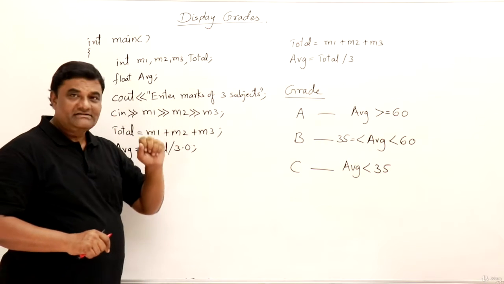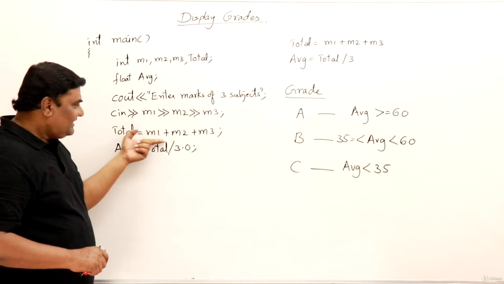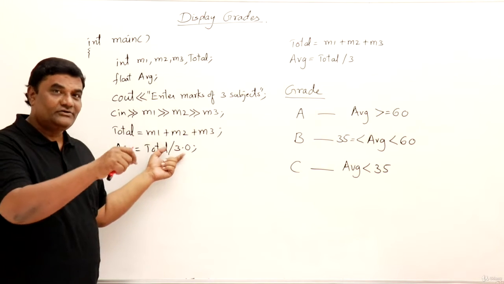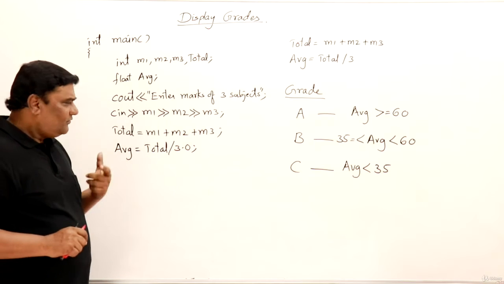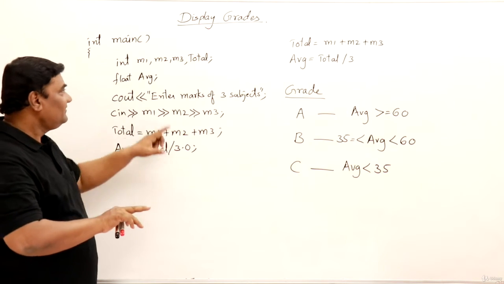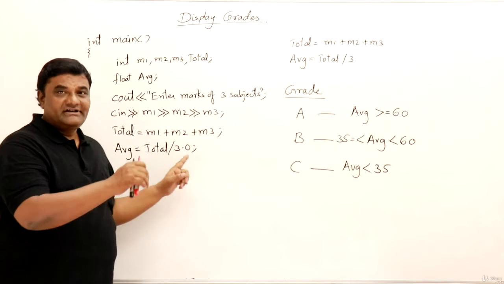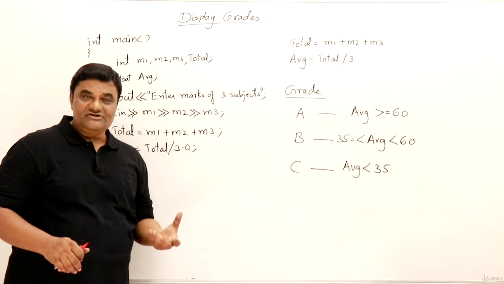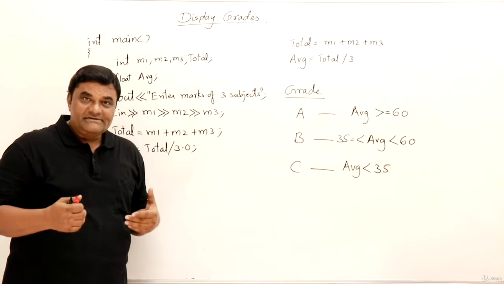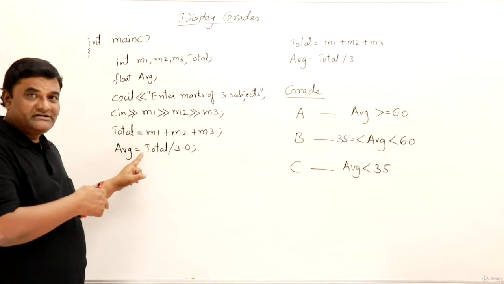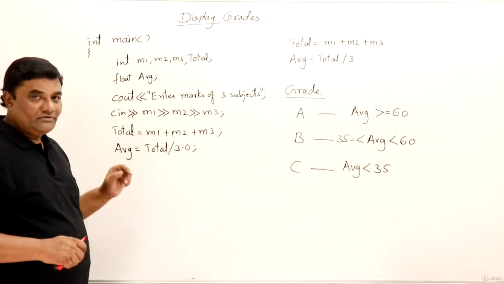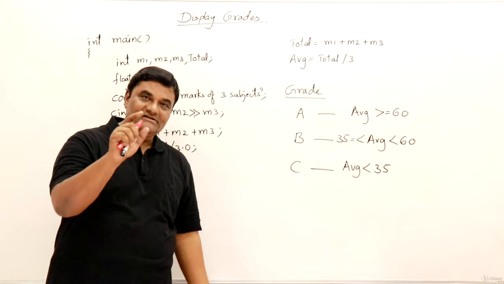M1, M2, M3, 3 marks are taken. Then adding M1, M2, M3, we get total. Total by 3.0, we get average. Why 3.0? Because you know total is integer. 3 is also integer. So we get integer division, right? So we get decimal part truncated. If we want decimal part, then typecast or other method is you can write 3.0. This is float, so the result will be float. If any one number is float, then the result will be float.